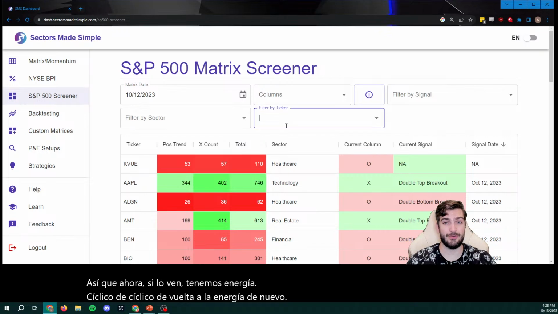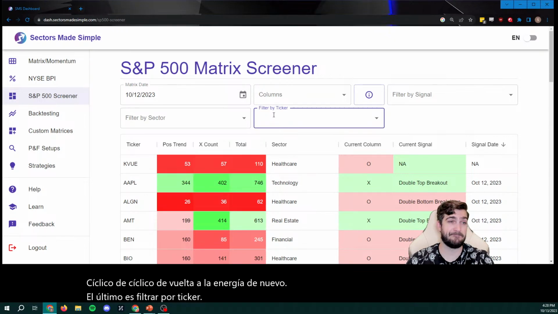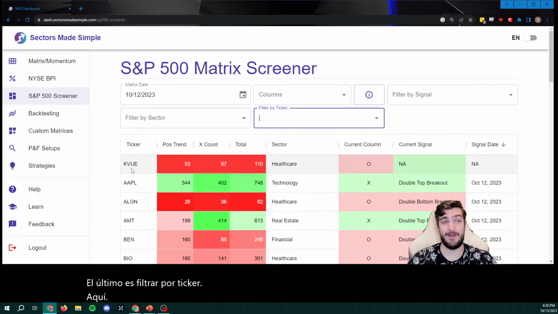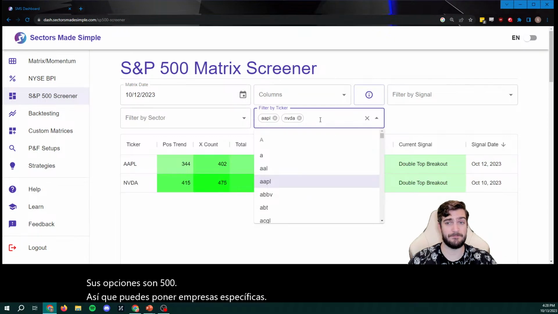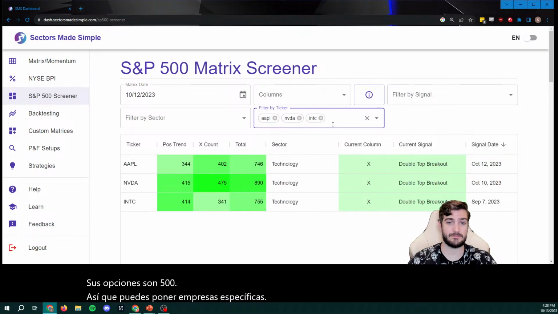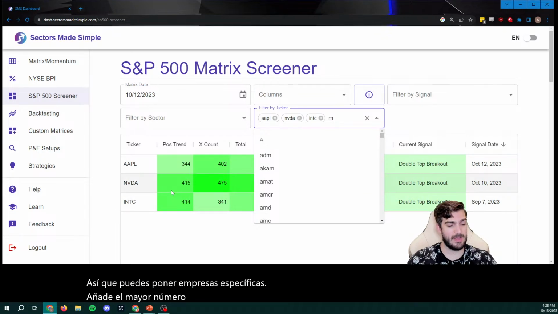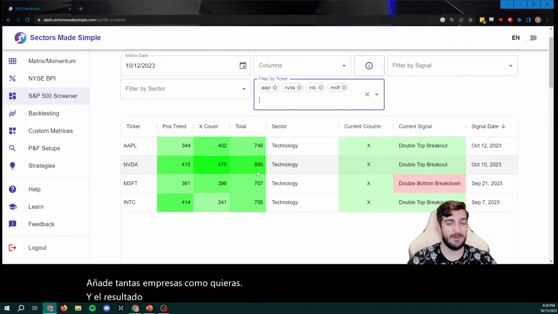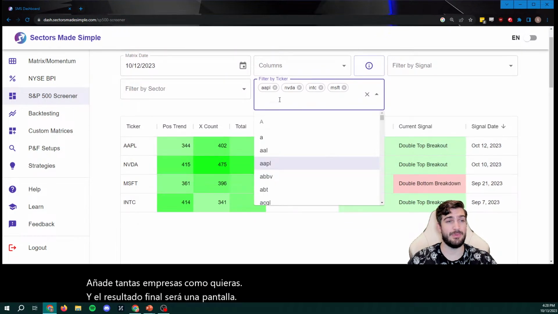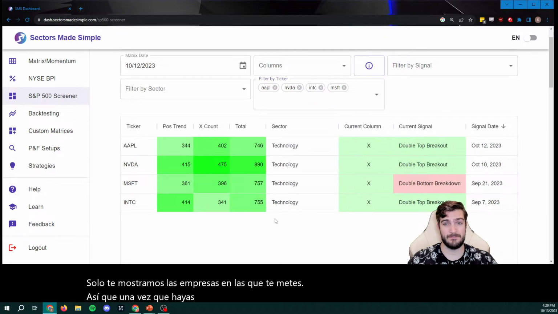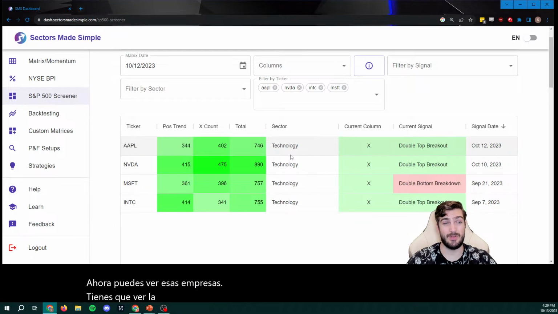And the last one is filter by ticker. Here, your options are the S&P 500. So you can put in specific companies. Add as many companies as you want, and the end result will be a screen only showing you the companies that you put in. So once you've populated your list, you can now see those companies. You get a watch list from some newsletter, plug the watch list in here.